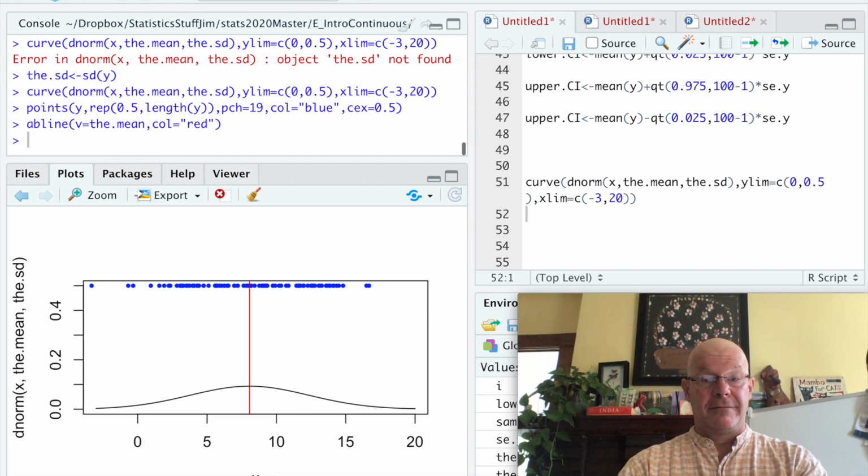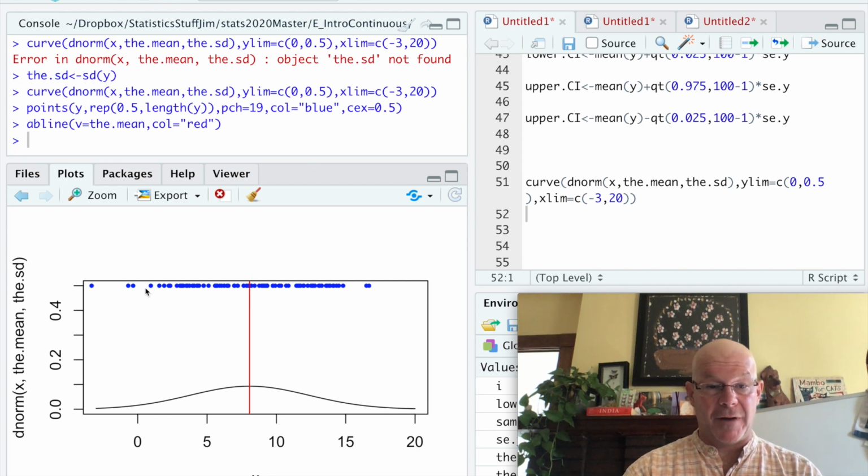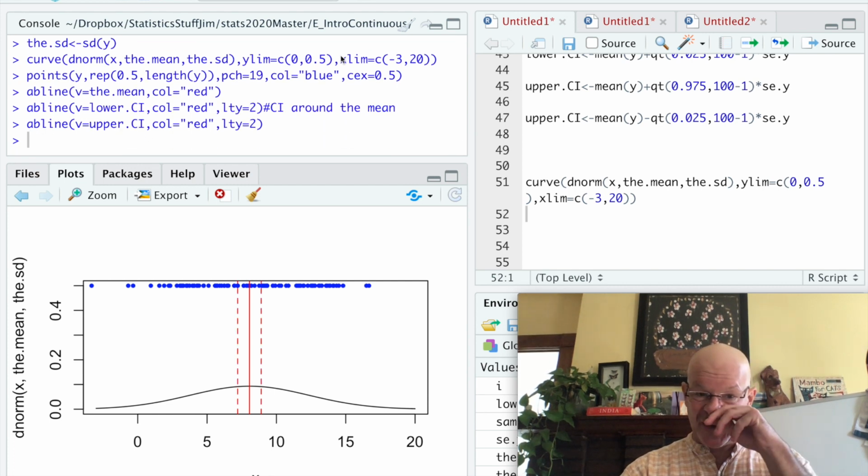And so the mean is right there in the middle. Okay, that red line indicates the mean of all of these blue dots, and then obviously it's going to go right through the peak here of the probability density function for our normal distribution. And so if we wanted to know the 95% confidence interval around the mean, I've already created those objects, and so this is the range where we are 95% confident that the true mean exists given our sample of these data.